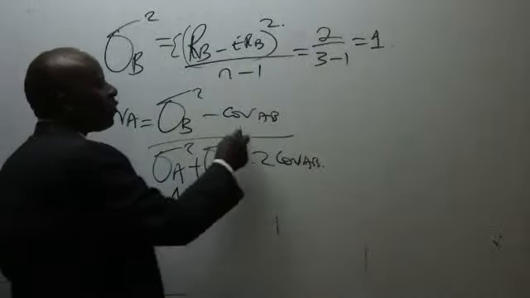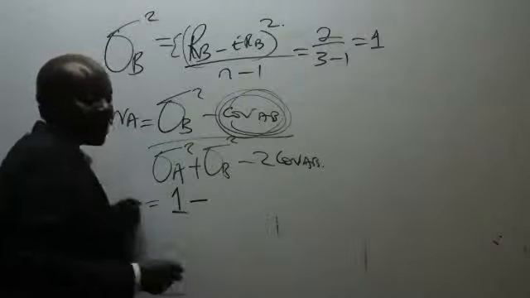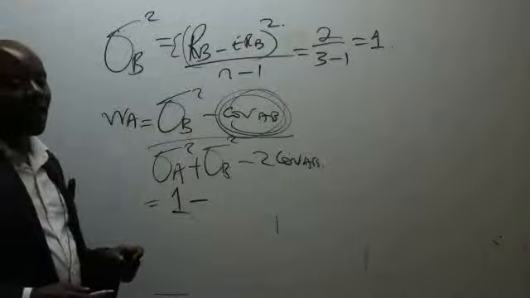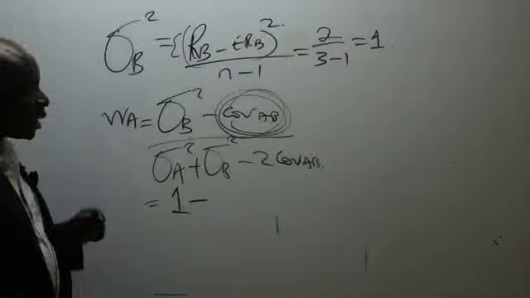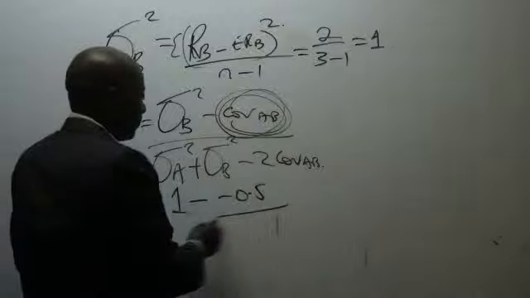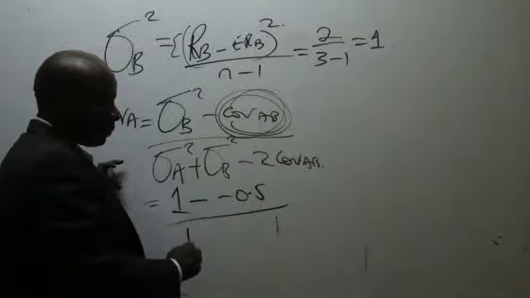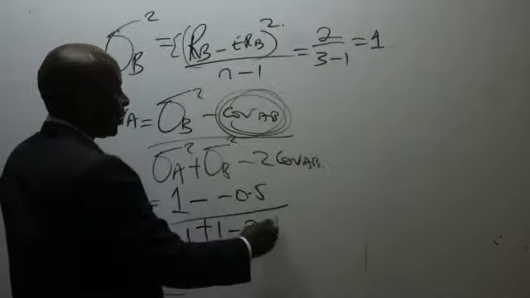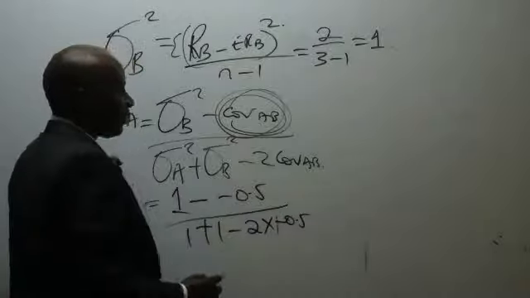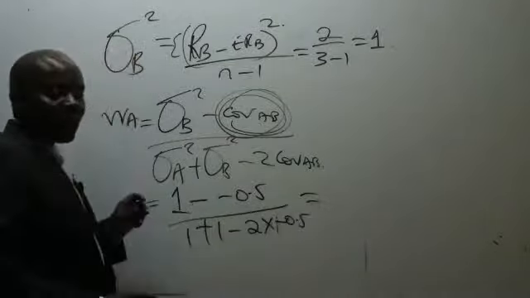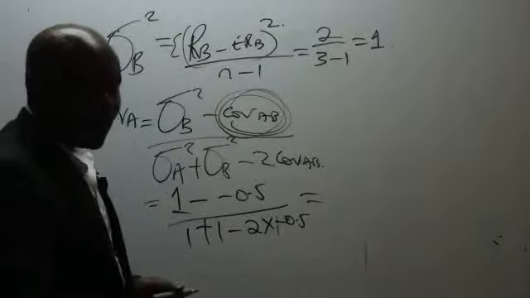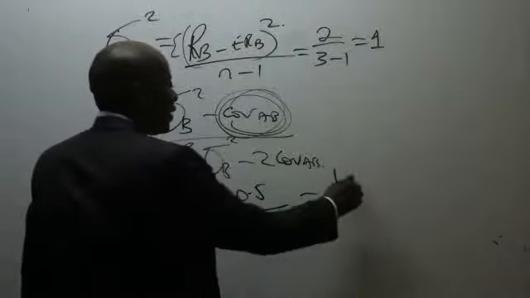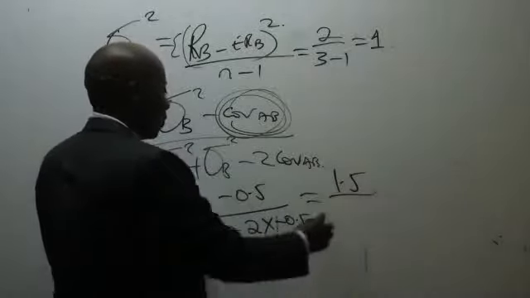Minus covariance of AB. Are you able to remember this covariance of AB? Already we had gotten it somewhere. What did the covariance come to? Minus 0.5, I'm being told, like that. All over variance of A is 1, plus variance of B, which is 1, minus twice, minus 0.5. So here you must be careful. So it will be 1.5, right? All over, this is 2, right?